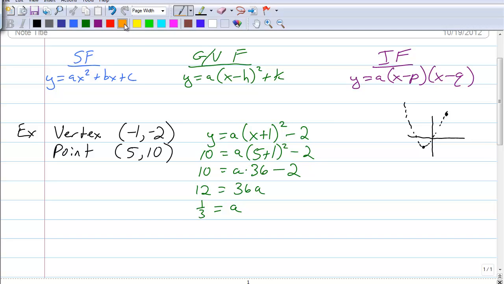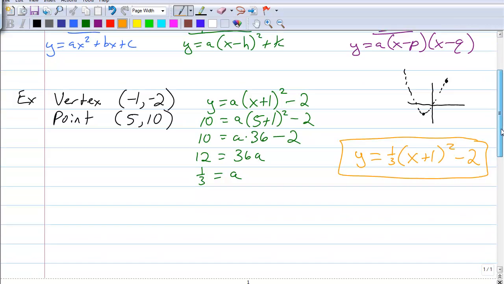1/3 is a. So now that we know what a is, we can go back to vertex form and write a more complete version of it. So this is y equals a, which we now know is 1/3, times the quantity of x plus 1, quantity squared, minus 2. That is our equation. A is positive, just like we thought it might be, and it's got our vertex here. Awesome. So that's if I give you a vertex and a point.